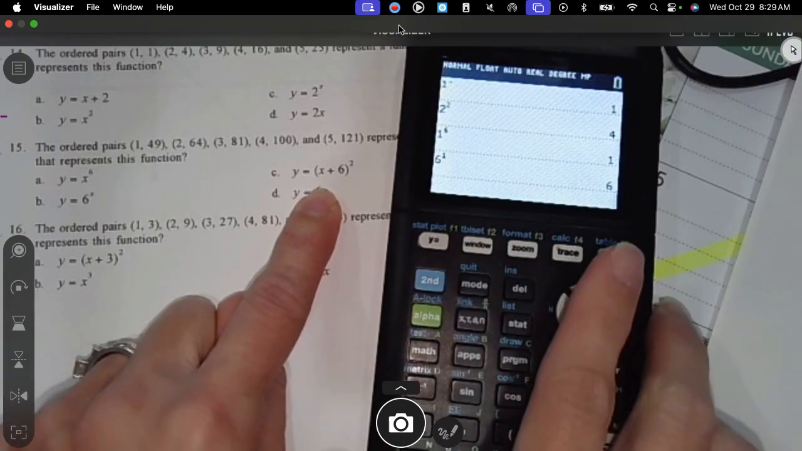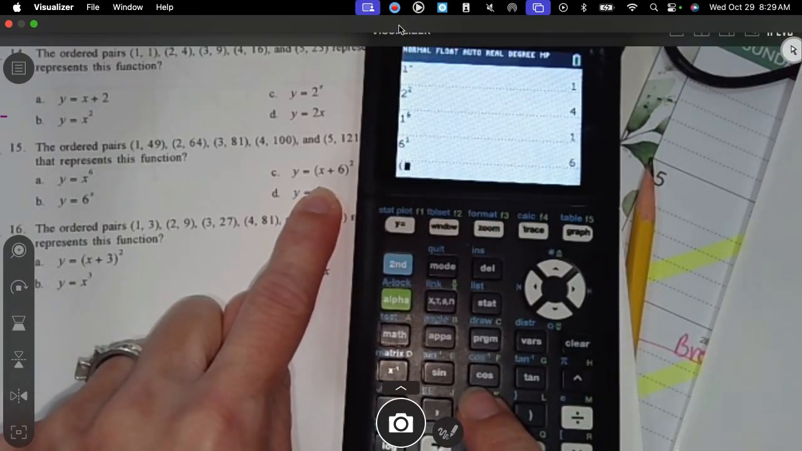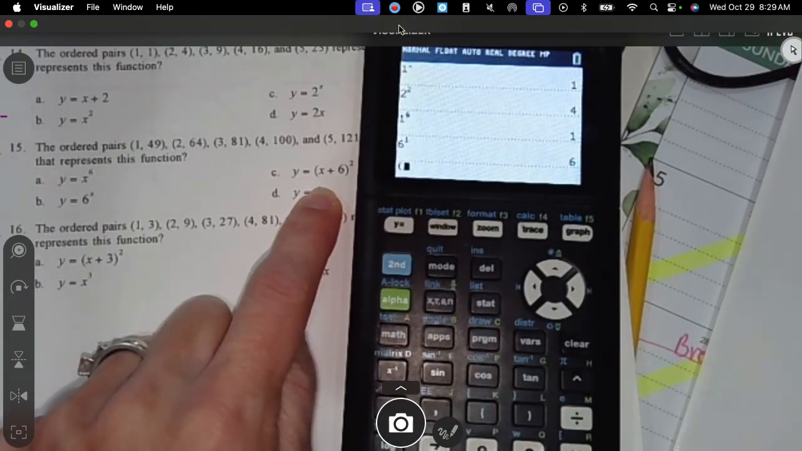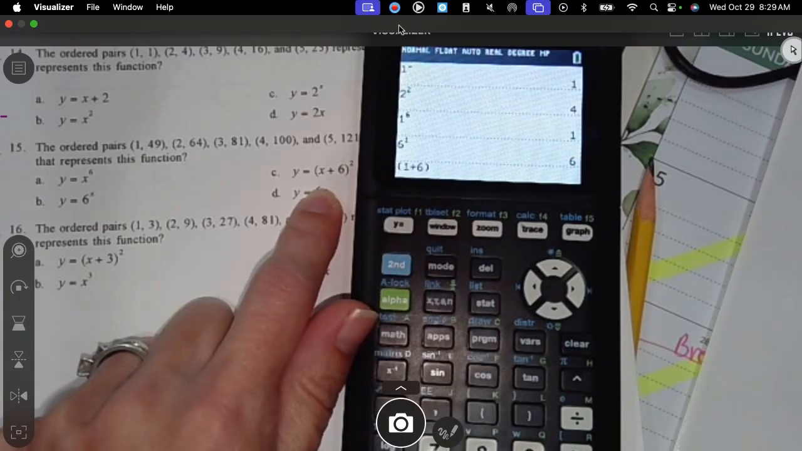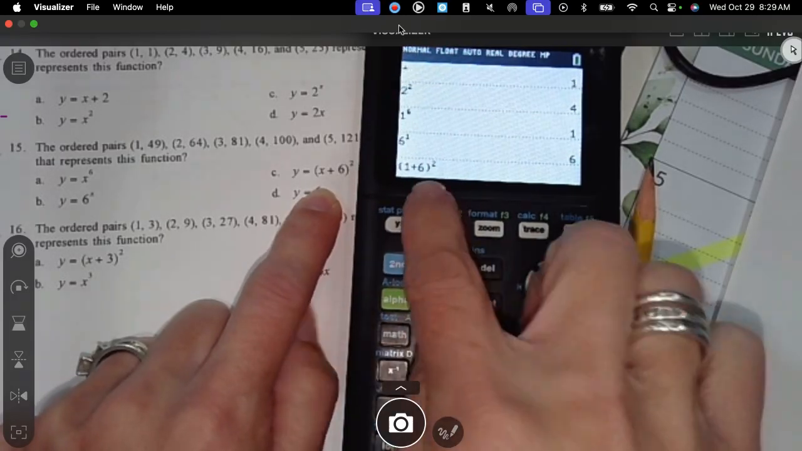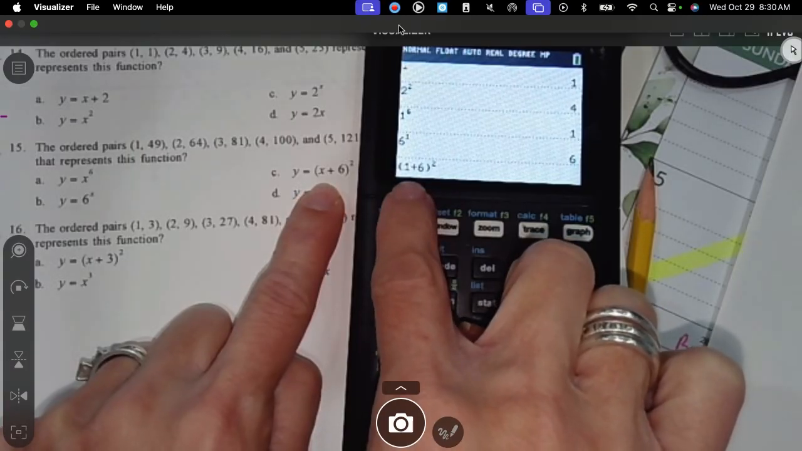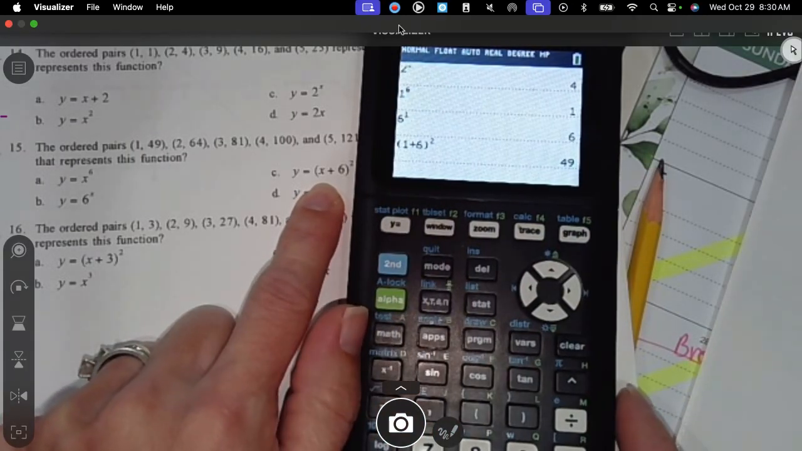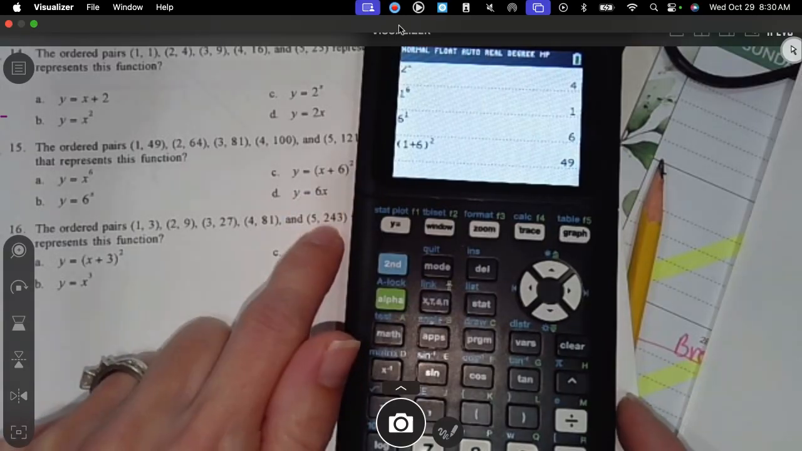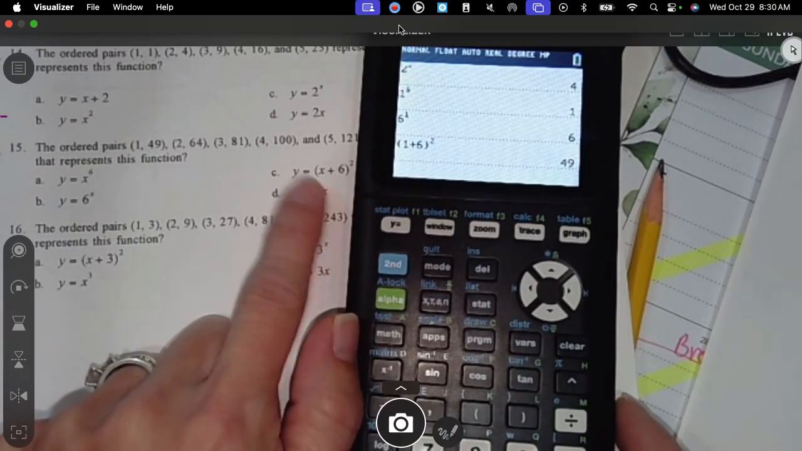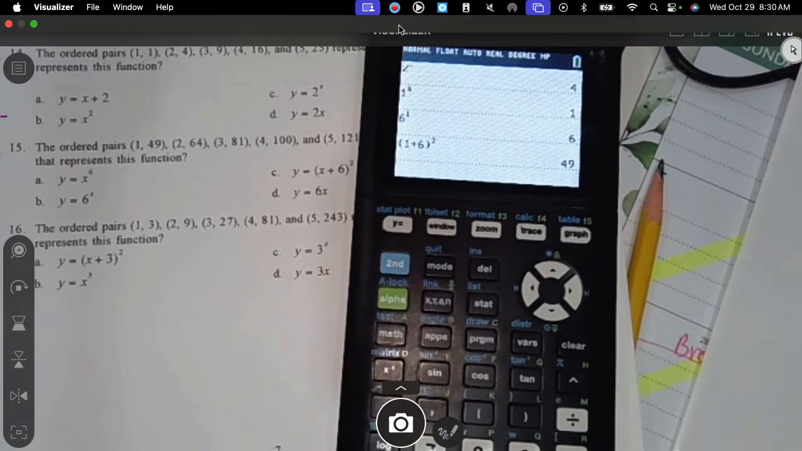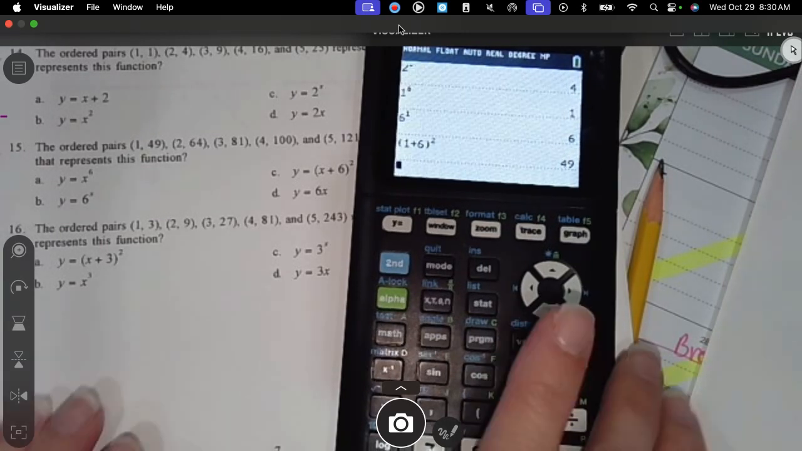What's 1 plus 6 squared? So look, I'm just going to put parentheses. And I'm going to plug in 1 plus 6 close parentheses, squared. Does everybody see how I did that? I just wrote exactly what they did, but I plugged in 1. Do I get 49? I'm pretty sure that's going to be my answer. Does everybody understand that? It's plug and play. Just plug in the x value, see if it spits out the right y value.